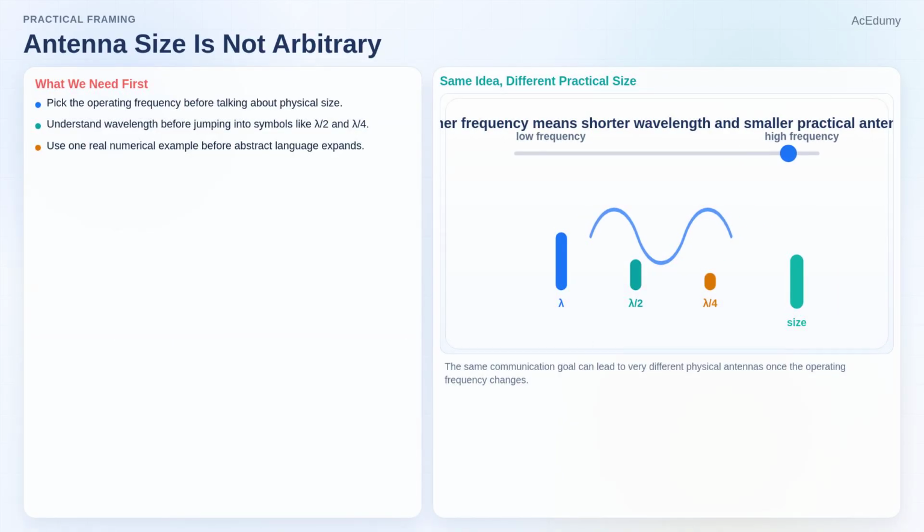In this lesson, we answer a practical antenna question that almost every beginner asks. Why are some antennas compact and easy to build, while low-frequency antennas quickly become physically huge? To answer that, we need a clean link between operating frequency, wavelength, and practical antenna size. This is where resonance and wavelength fractions start to become useful instead of mysterious.